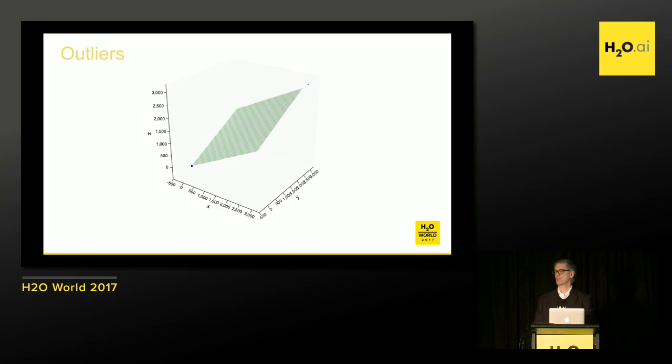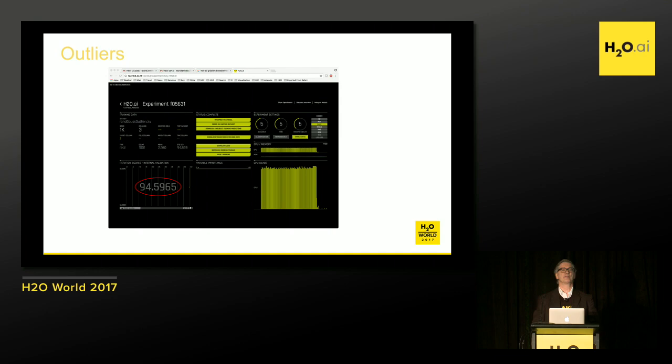Because in fact, R squared for this plane, where that point on the left, lower left, is all 999 points, and then there's one more point on the far right, and the fit's almost perfect. So R squared is like 0.999 for this example. So what happens with Driverless AI? We get 94. That's not good. In other words, that one outlier is just ruining our model.